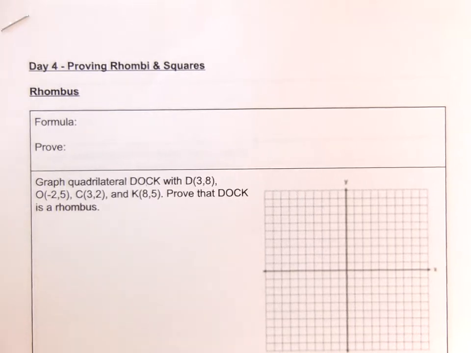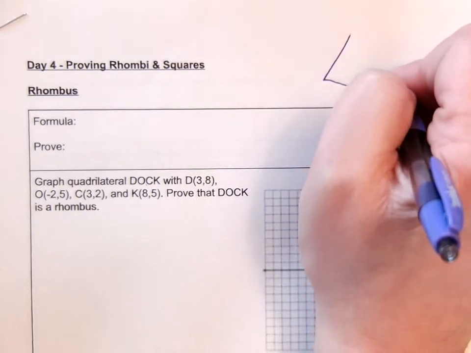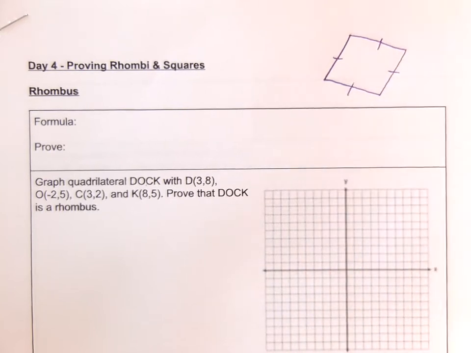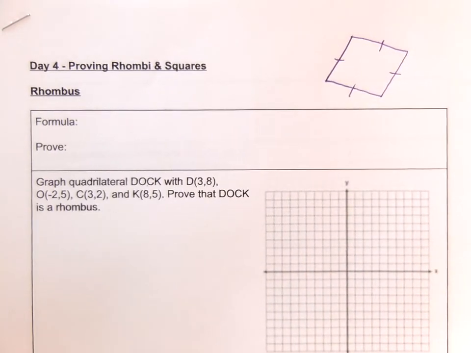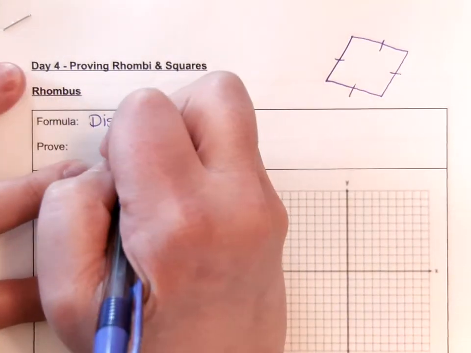So, starting with a rhombus, the main idea of a rhombus is that all four sides are congruent to each other, which means all four sides are the same length, which means we get to use the distance formula or Pythagorean theorem.